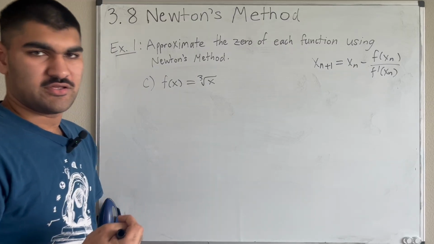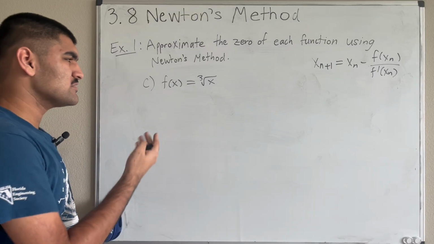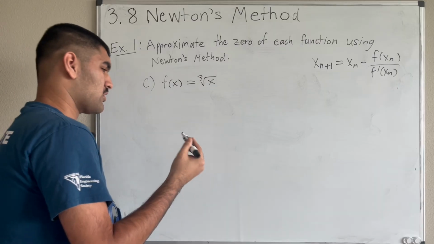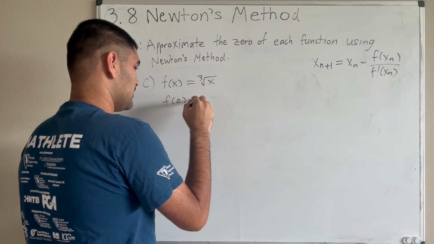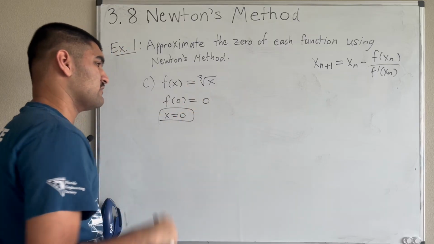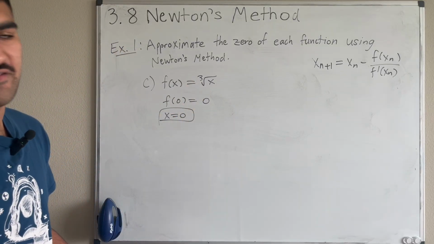So I know what you're probably thinking. You're like, isn't the 0 of this quite obvious? It's just 0, right? And yes, you are correct. f of 0 does indeed equal 0. So therefore, x equals 0 is a 0 of f of x. And in fact, it's the only 0 of f of x.